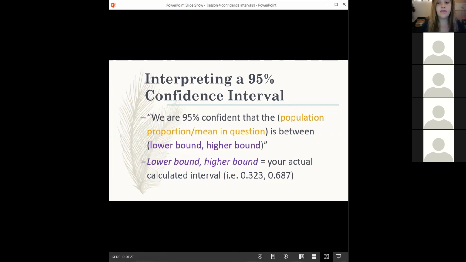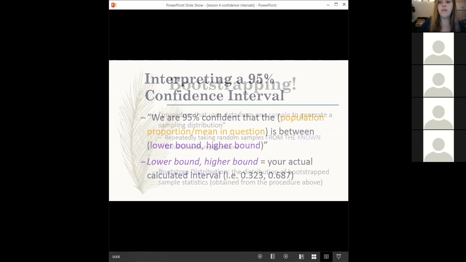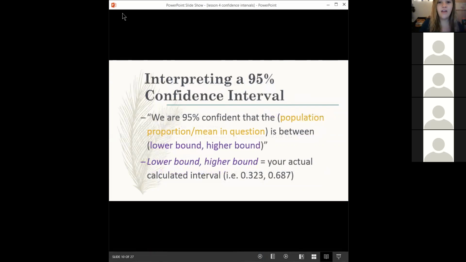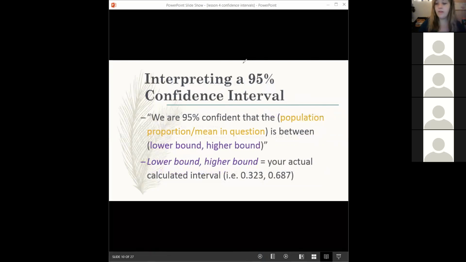So we are 95% confident that, and keep in mind, we're always talking about populations. I always see people struggle with this. Make sure you understand that when we make this conclusion, interpreting this interval, we're talking about our population proportion or mean. Remember, proportion is for categorical variables, mean for quantitative. So when we make this conclusion, we're talking about the population.